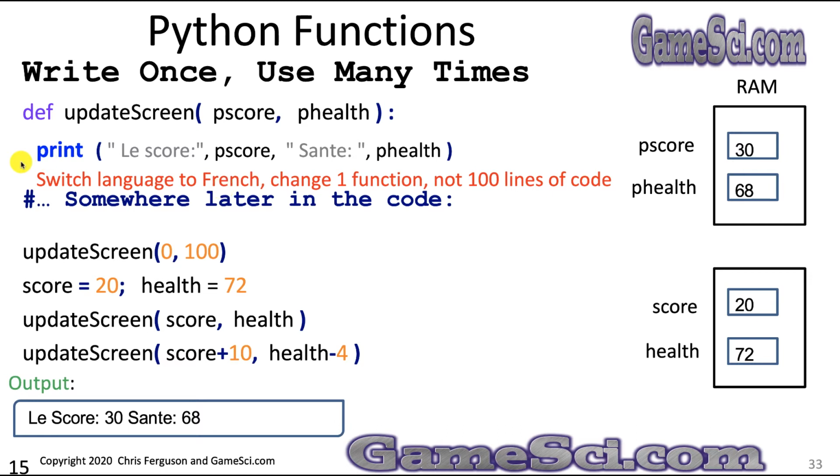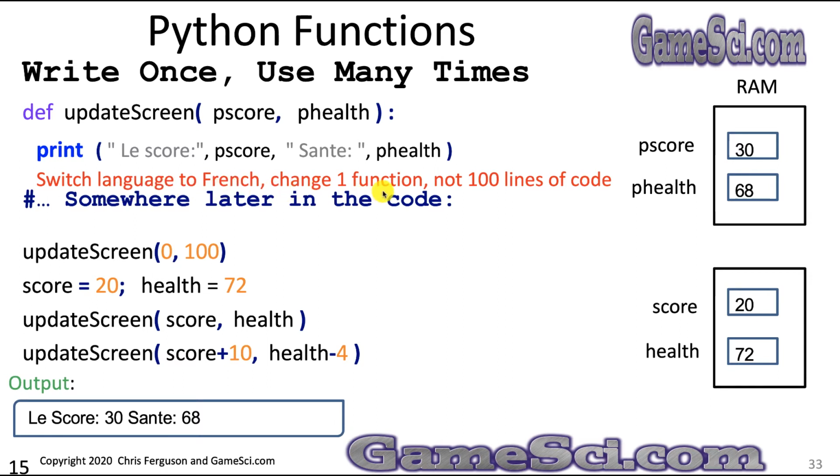If I corral or segregate all my outputs into a small set of functions that update the screen, then I only have to update that small set of functions. Score becomes "le score." That seems kind of obvious to me. The health in French, according to Google Language, is "santé." Who knows? I'm not a French teacher. Anyway, I want to switch the language to French.